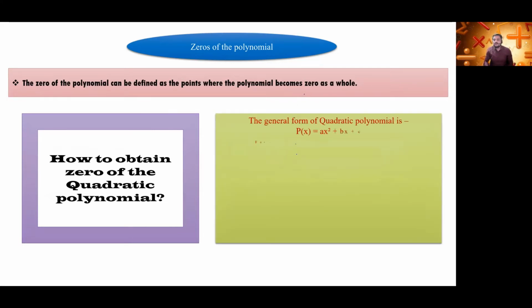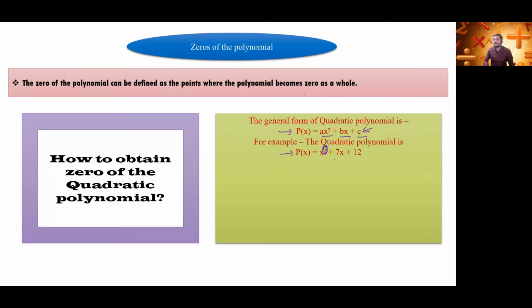Now for quadratic polynomial also, we have the general form. What is the general form? P of x will be equal to ax square plus bx plus c. So whenever you see a quadratic polynomial, it will be in this form only. Now see, one example is also given here: x square plus 7x plus 12. This is a quadratic polynomial because the highest degree of this polynomial is 2.